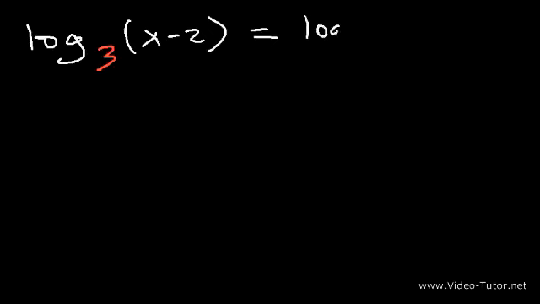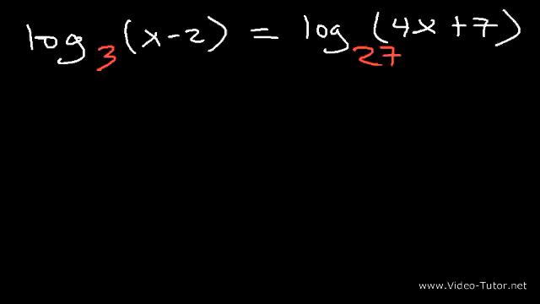Now let's say if we have log base 3 of x minus 2, and let's say that's equal to log base 27 of 4x plus 7. Feel free to pause the video and work on this example. Solve for x. Now, in order to find the value of x, we need to make the bases the same. We have a base 3 and a base 27. So let's use the change of base formula.